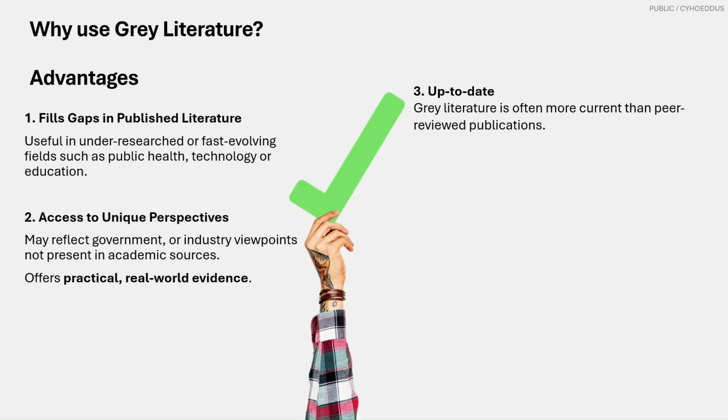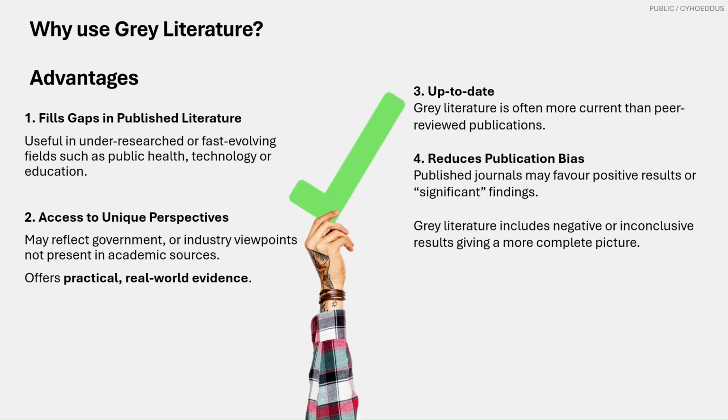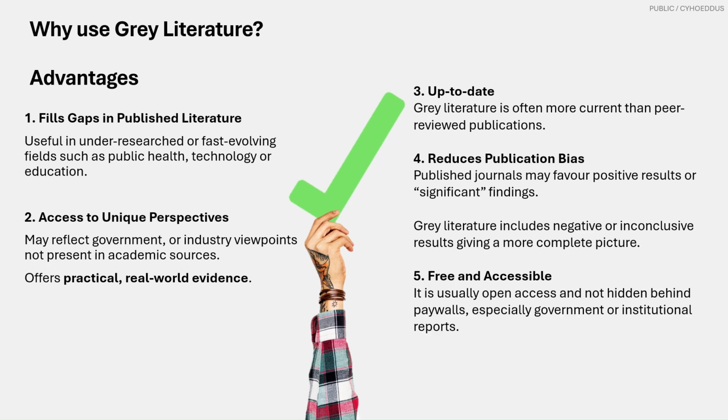Grey literature is often more up-to-date or current than peer-reviewed publications. It reduces publication bias. Published journals may favor positive or significant findings. Grey literature includes negative or inconclusive results, giving a more complete picture. And it is usually open access, not hidden behind paywalls.